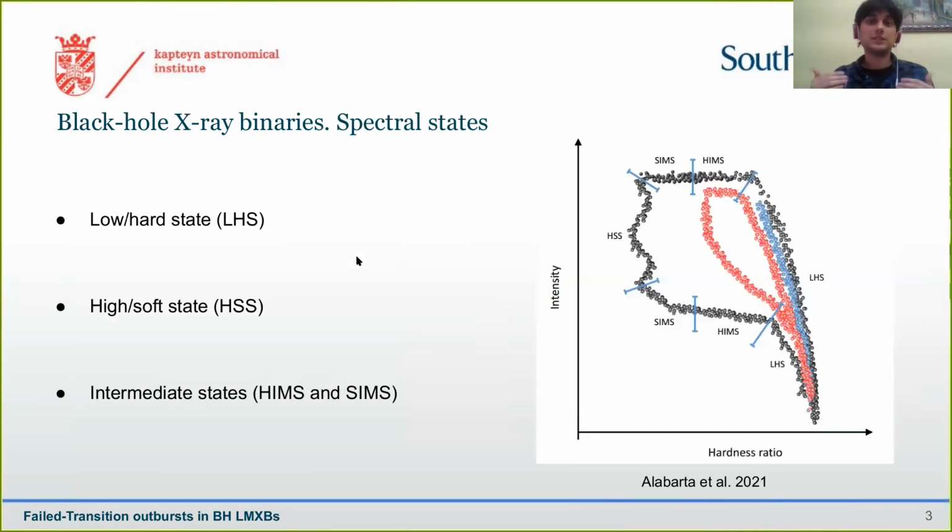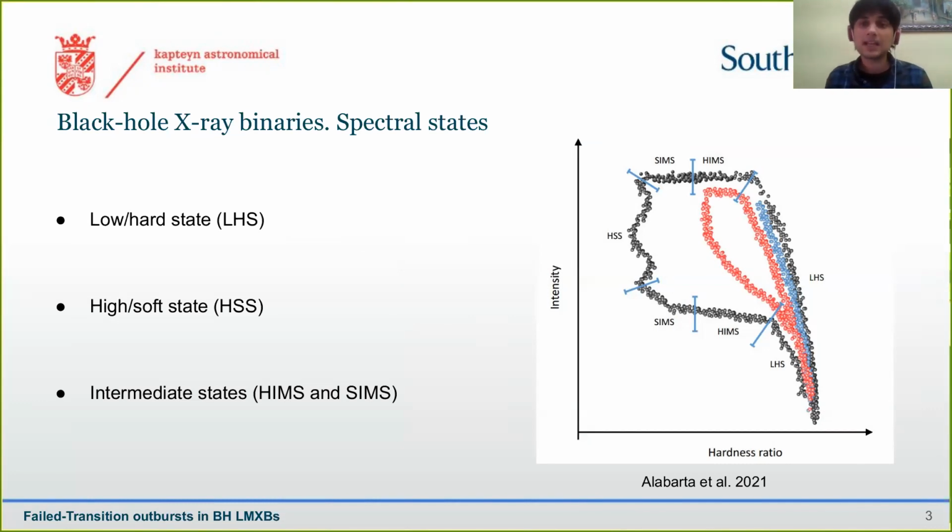The contribution of these components to the X-ray emission varies during outburst, and depending on this contribution and the spectral and timing properties of the system during outburst, four spectral states are usually defined. The low hard state, where the energy spectrum is dominated by the Comptonized component, the high soft state, when the X-ray spectrum is dominated by the thermal component, and in between we normally define two intermediate states, the HIMS and the SIMS.